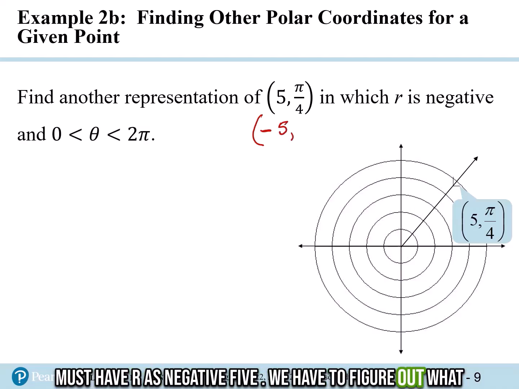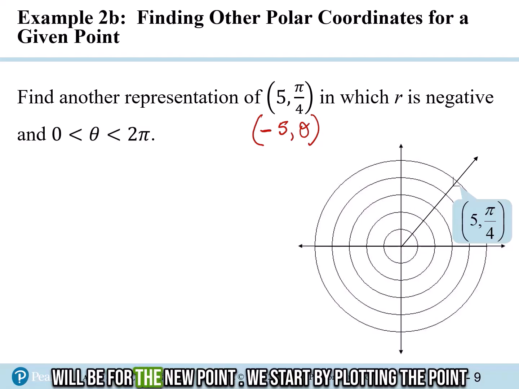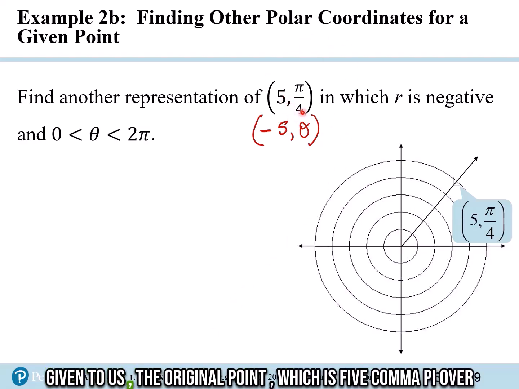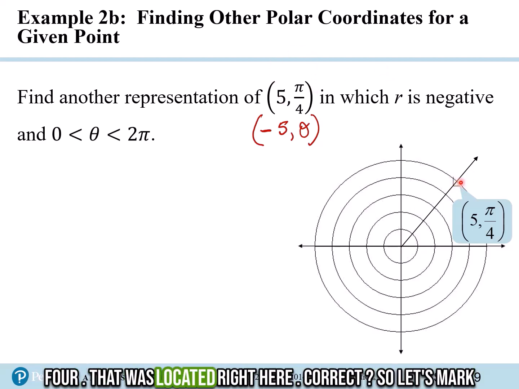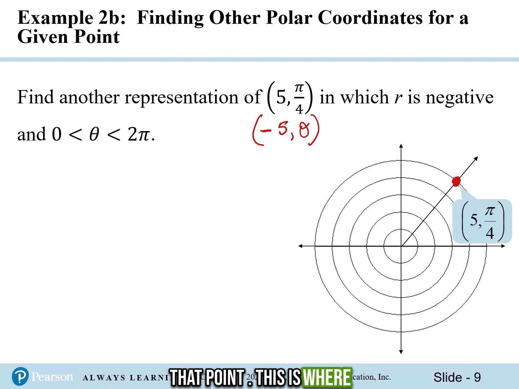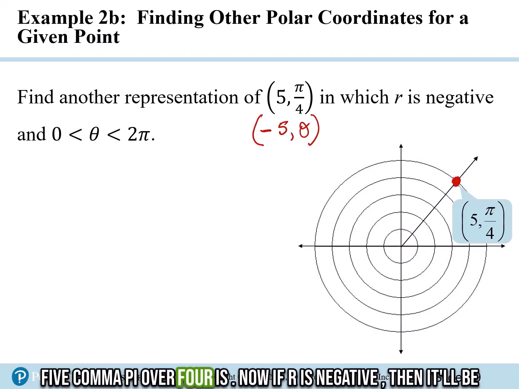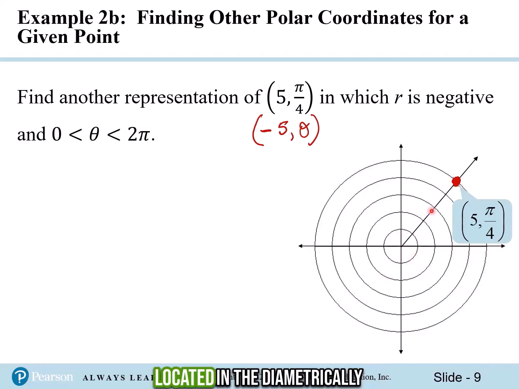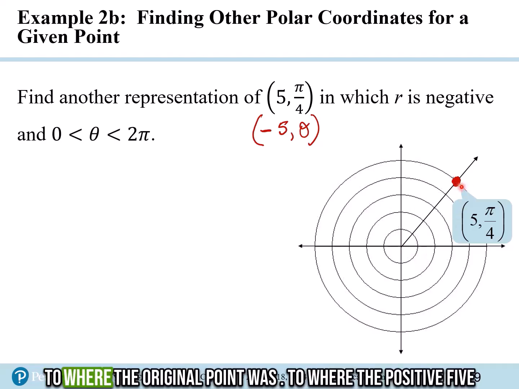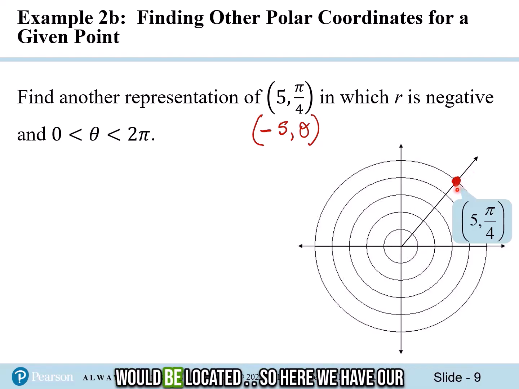We have to figure out what theta will be for the new point. We start by plotting the point given to us, the original point, which is 5 comma pi over 4. That was located right here, correct? So let's mark that point. This is where 5 comma pi over 4 is. Now, if r is negative, then it'll be located in the diametrically opposite direction to where the original point was, to where the positive 5 would be located.